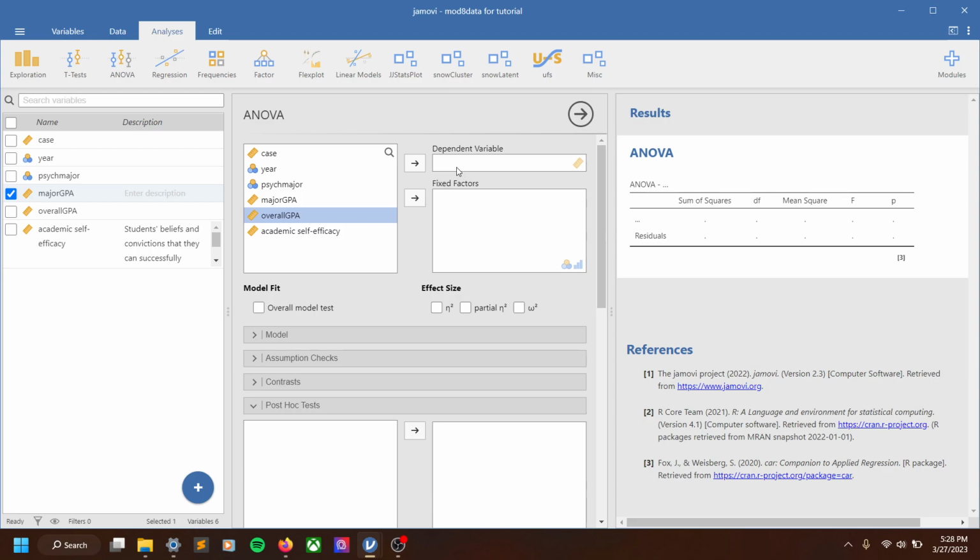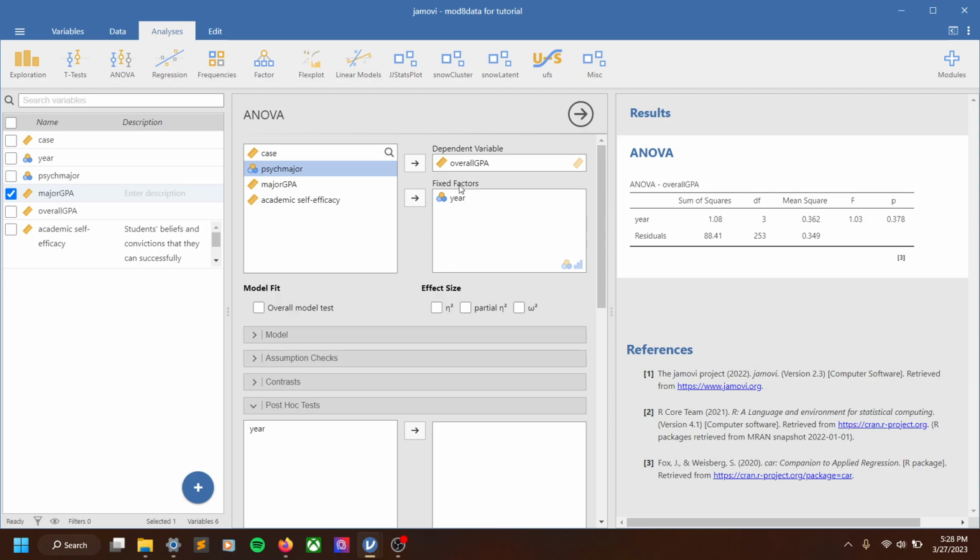So let's say, for example, in this one, I wanted to go back and see if overall GPA differed across years, right? So first year, second year, and so on. In that case, overall GPA is going to be our DV. Year is going to be our fixed factor. And we can see right off the bat that we don't have a significant ANOVA statistic, right? We don't have a significant F-test. Our F is barely above 1, and our p is obviously not significant, right? And so in that case, we don't need to go any further.